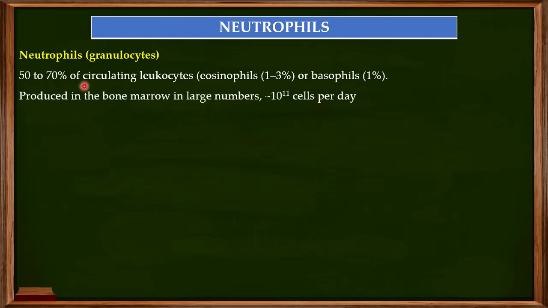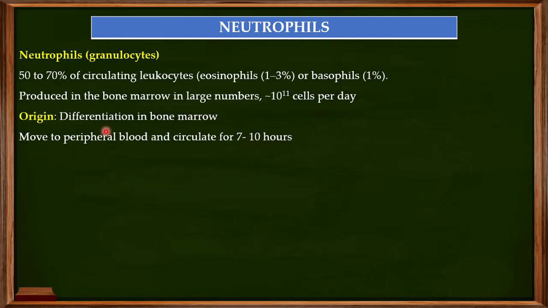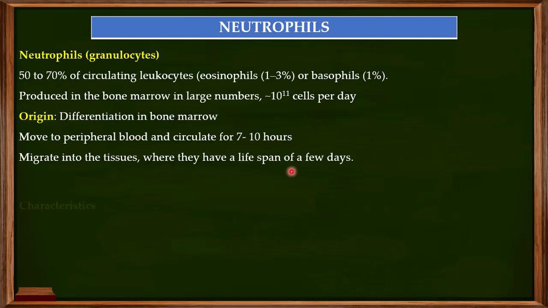When you talk about their production, neutrophils are produced in the bone marrow in a very large number, about 10 raised to the power 11, so they are produced in billions per day. They are produced in the bone marrow, as well as differentiated there. And once they are differentiated, they move to the peripheral blood, where they circulate for about 7 to 10 hours. After their circulation, they migrate into the tissue, where they have a lifespan of a few days, and they then perform their desired functions.